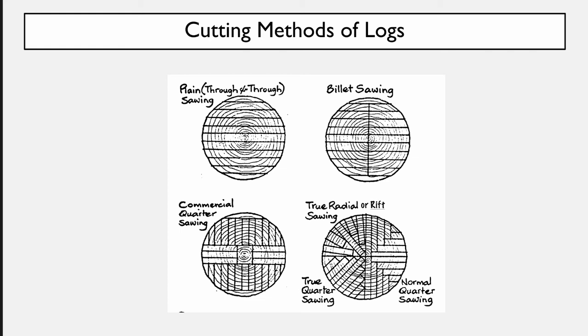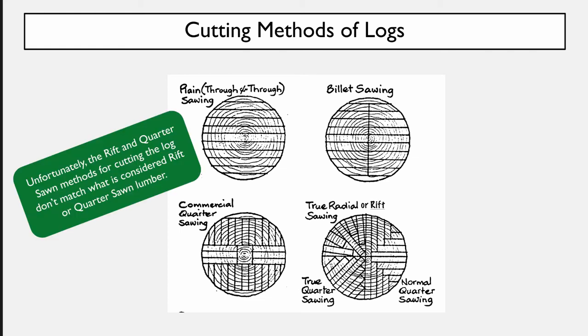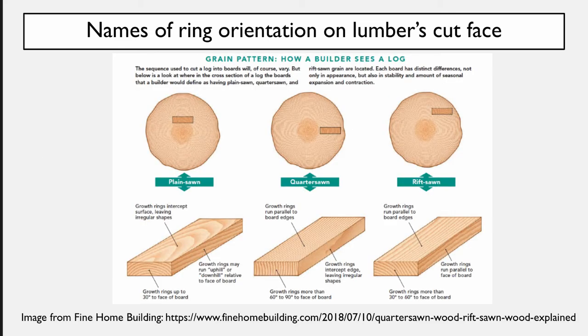Now there's a problem with the names listed here. What is known to the log cutter as rift and quarter sawn methods is different than what is known to the person using the lumber as a quarter sawn or a rift sawn board. So this is great that we see basically how we cut out, but let's look at a different orientation to see what we actually call a plain sawn, a quarter sawn, or a rift sawn board.